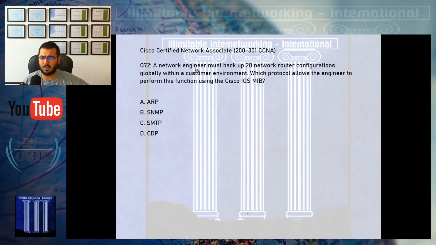I'm sorry. A network engineer must back up 20 network router configs globally within a customer environment. Which protocol allows the engineer to perform this function using the Cisco ISMIB?